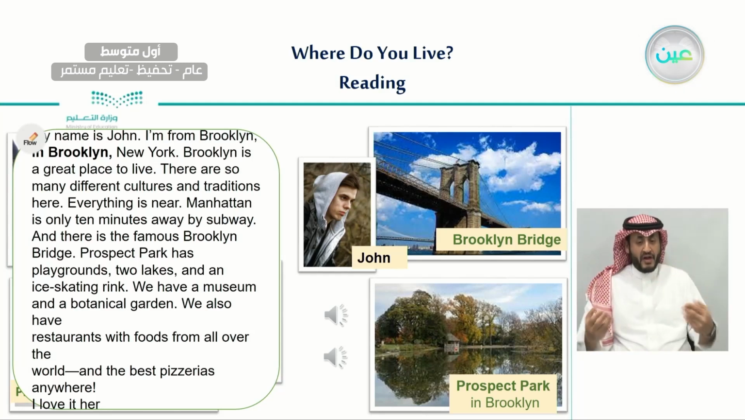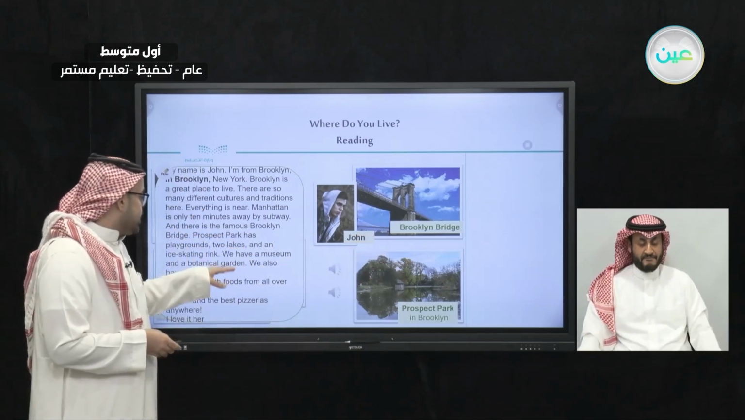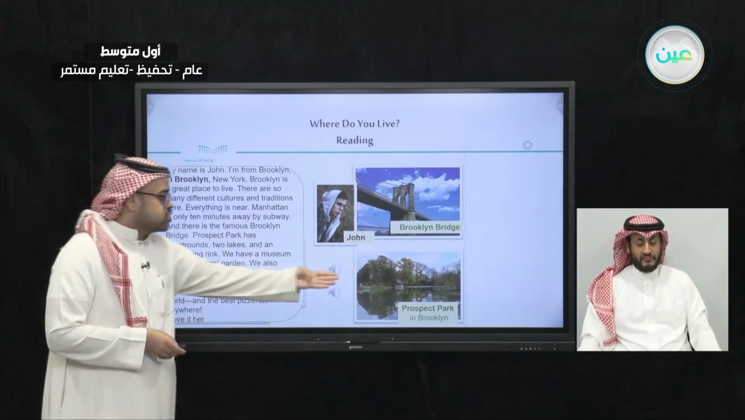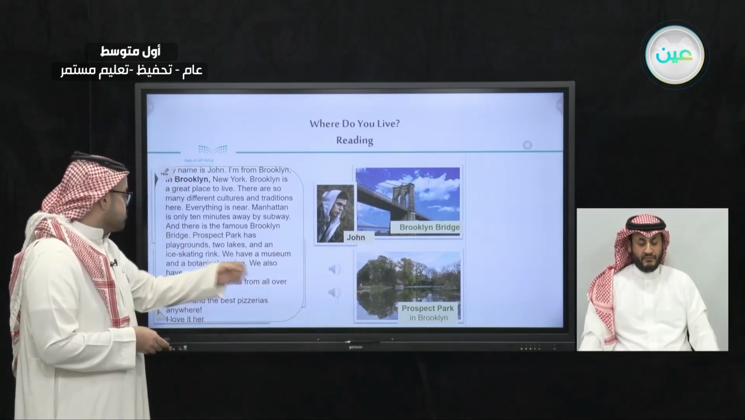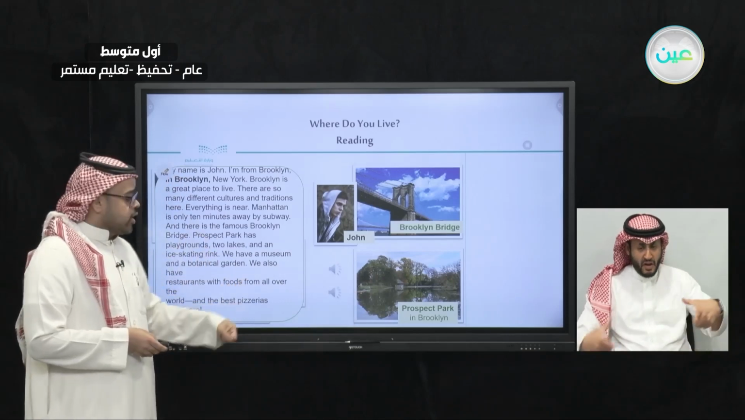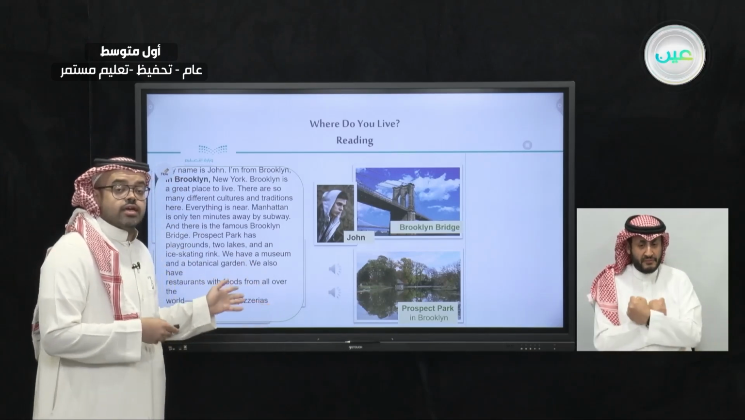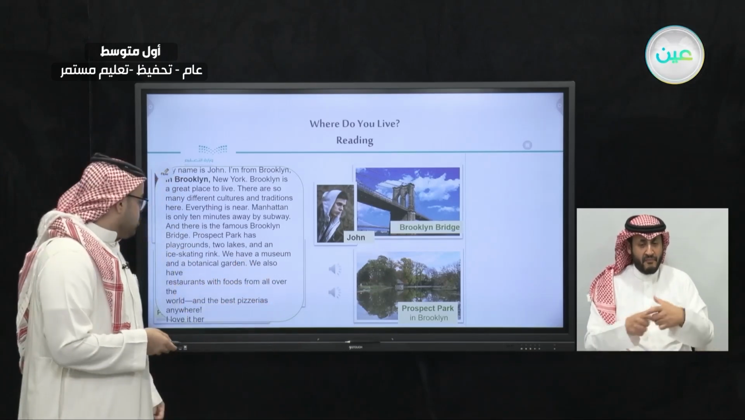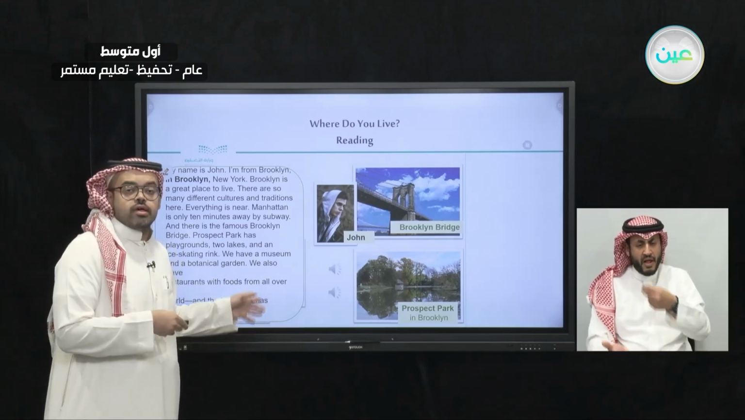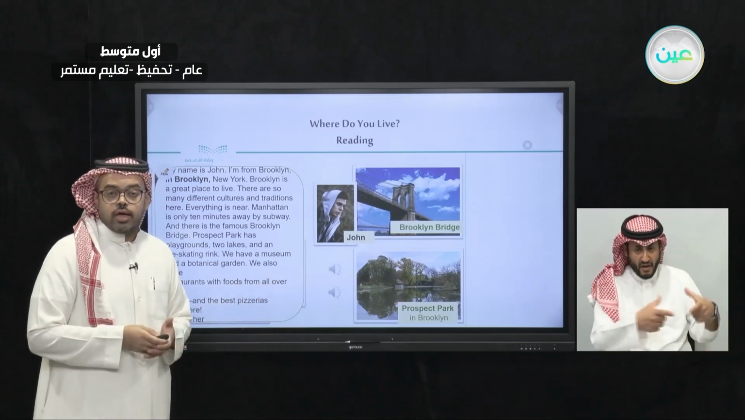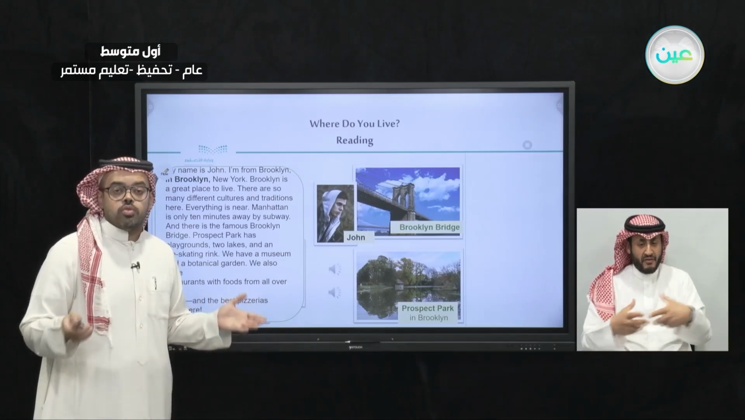So John actually talks about this bridge, the famous Brooklyn Bridge. And he said that we have Prospect Park, which is this one. This is the famous Prospect Park in Brooklyn. He said that this park has 2 lakes, and it also has a skating park, and also we have a museum and botanical garden in our neighborhood, and also we can enjoy foods from all over the world. So this is the same as Francisco's neighborhood. So here are some of the similarities that we can find in both neighborhoods.